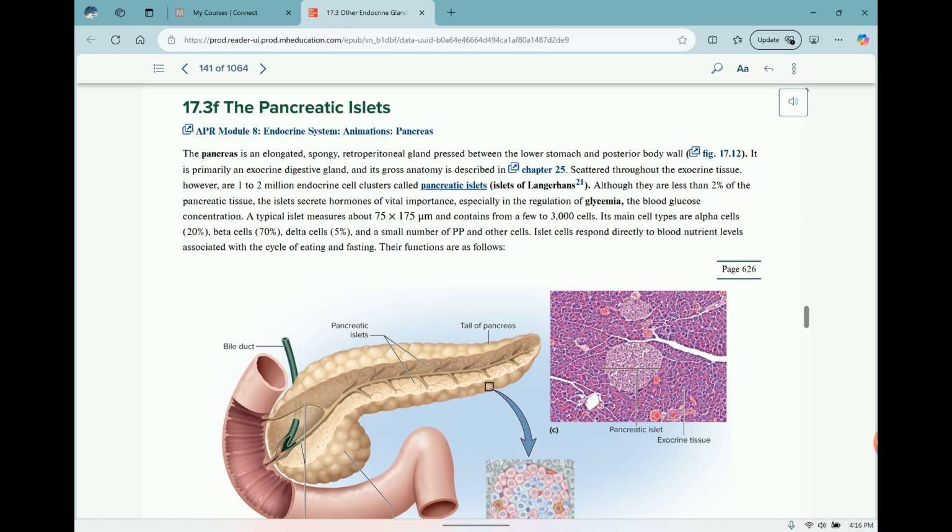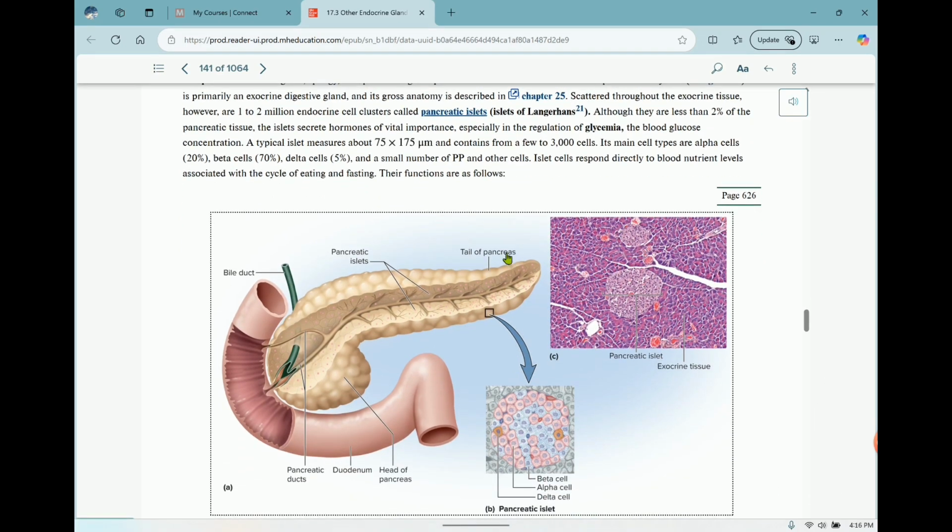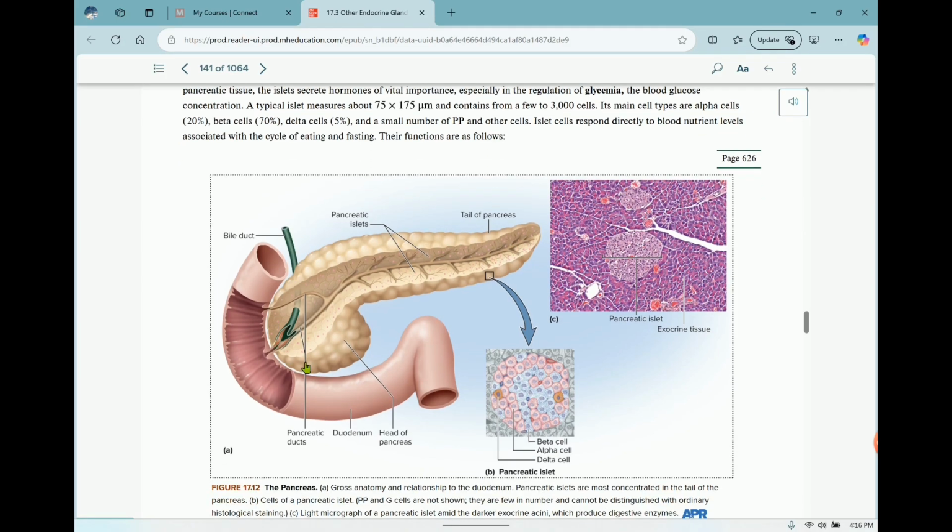Okay, the same with the pancreas, a subsequent video, please watch that. I get into the different cells of the pancreas and what they release, including insulin, glucagon, and the name of the cells that release all that. Okay, but here is the gross anatomy of the pancreas. It does have a head, and then the body and the tail of the pancreas.